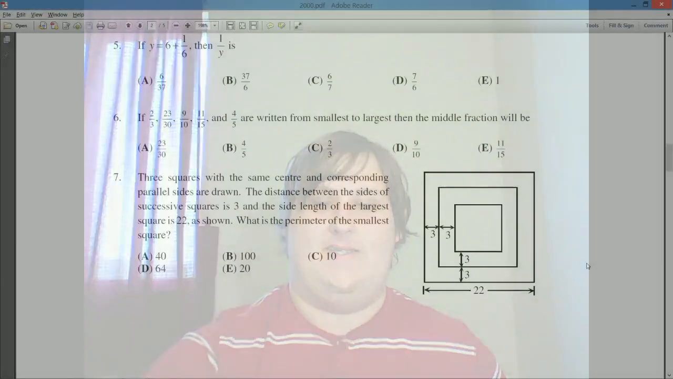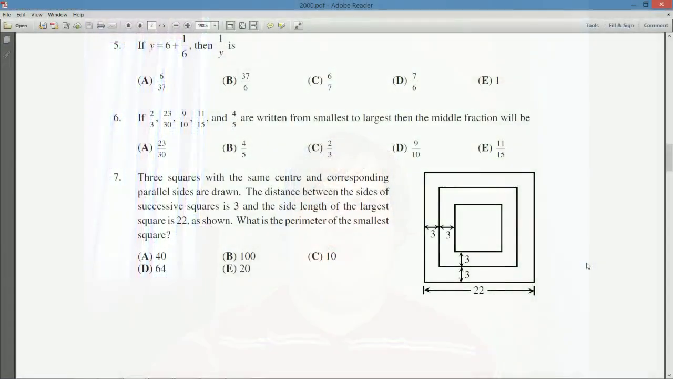We're up to question number 6 on the year 2000 Pascal paper. Okay, so what does question 6 say? Hopefully you've downloaded a copy of the contest by clicking the link in the description, and you've had a chance to look at question 6 for yourself. So question 6 says, if 2/3, 23/30, 9/10, 11/15, and 4/5 are written from smallest to largest, then the middle fraction will be... Okay.